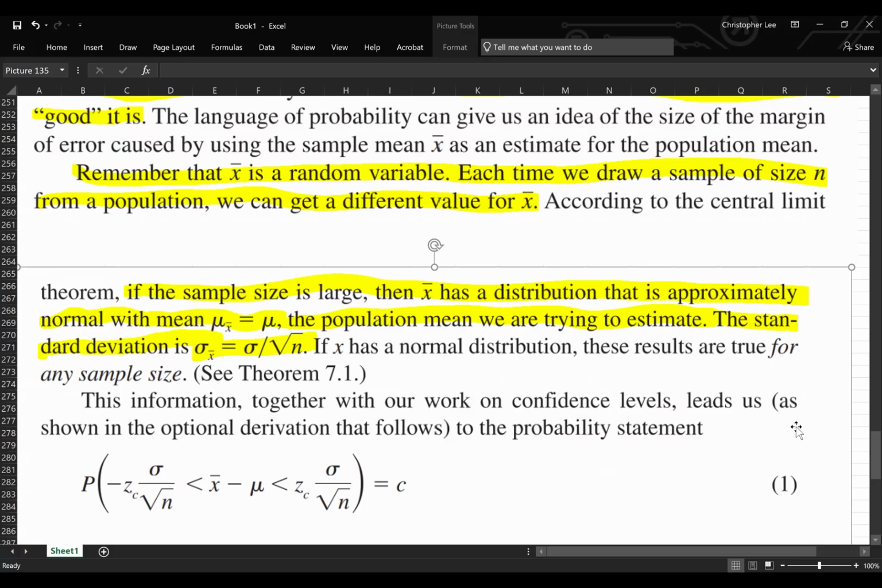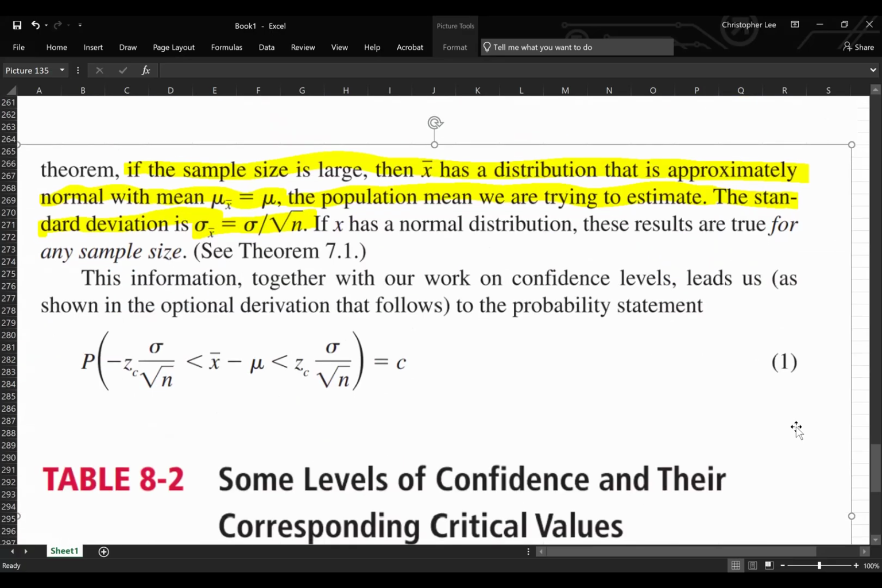This information, together with our work on confidence levels, leads us to the probability statement: the probability that negative z critical times sigma over the square root of n is less than x bar minus mu, which is less than z critical times sigma over the square root of n, is equal to our confidence level, right?